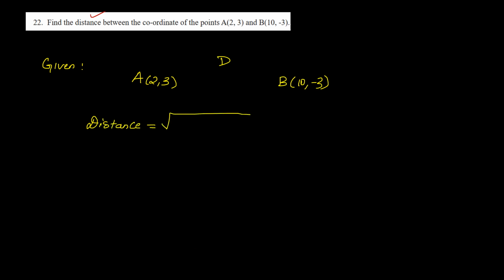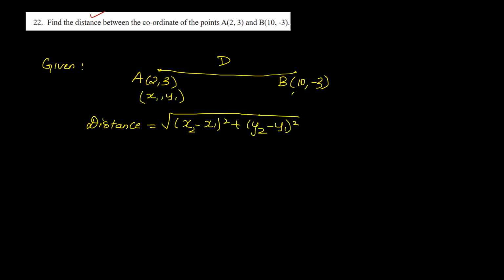Next is 22nd question. Find the distance between the coordinate points A and B. They have given 2 points, A and B, and we need to find the distance between them. So first, write the given data. They have given A point, they have given B point. Then we need to find the distance between these 2 points.